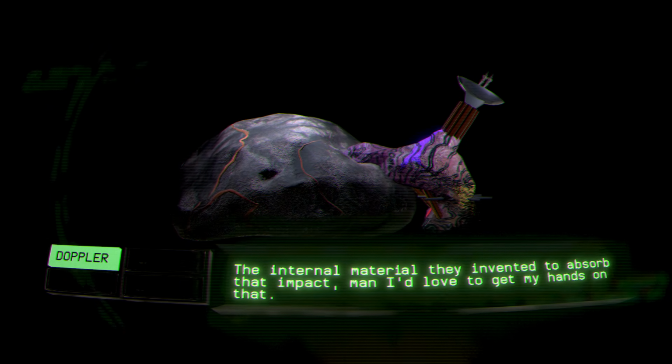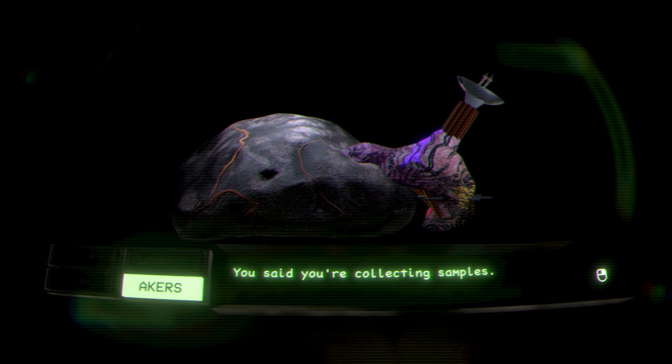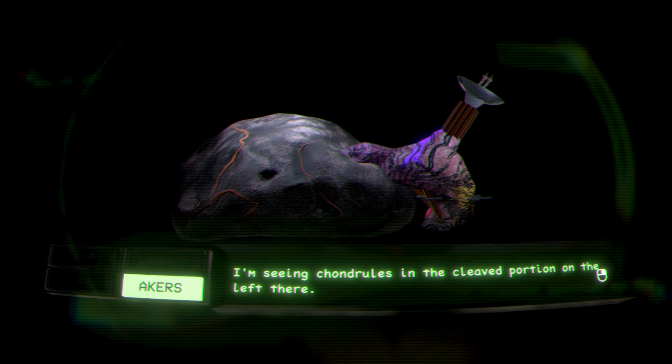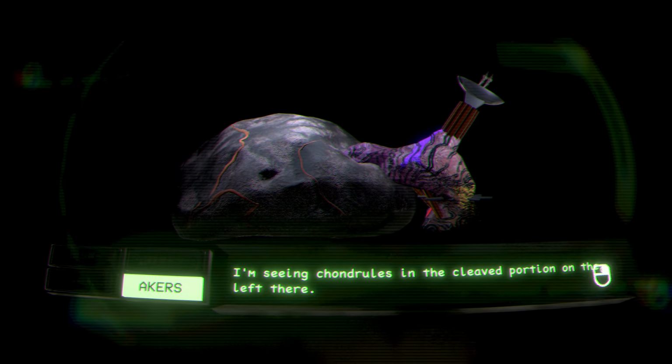Internal material they invented to absorb the impact. Man, I'd love to get my hands on that. Just imagine the applications. Then you're collecting samples. Seeing chondrules in the cleaved portion on the left there. So that must be those veins I was talking about.